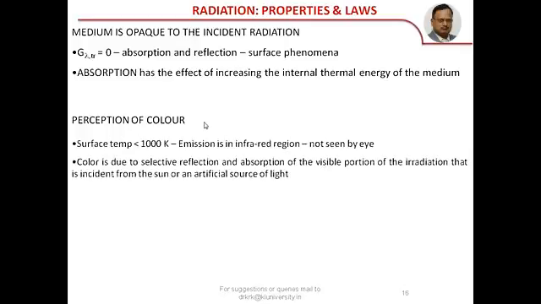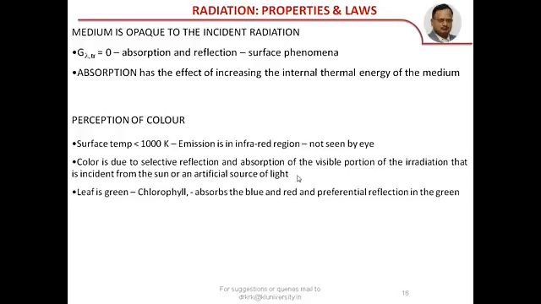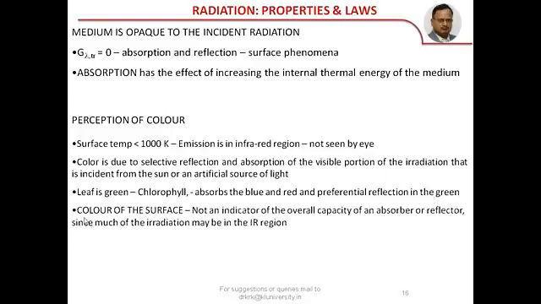Now let us have some idea about the perception of color. When surface temperature is less than 1000 Kelvin, emission is in the infrared region and it cannot be seen by the eye. The color is due to selective reflection and absorption of the visible portion of the radiation incident from the sun or an artificial source of light. We have seen the visible spectrum. For example, a leaf appears green because of chlorophyll, which absorbs all the colors but reflects green. Hence, to our naked eye, it looks green. The color of a surface is not an indicator of its overall capacity as an absorber or reflector, since much of the irradiation may be in the infrared region.